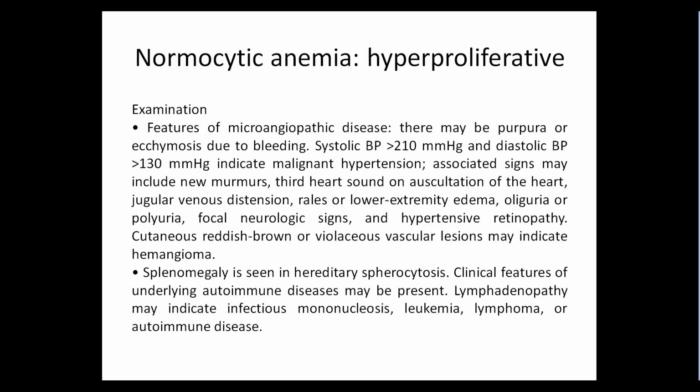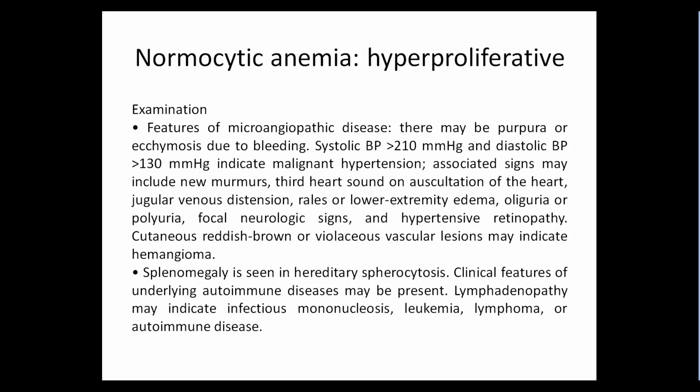Examination. Features of microangiopathic disease: there may be purpura or ecchymosis due to bleeding. Systolic blood pressure more than 210 and diastolic more than 130 indicate malignant hypertension. Associated signs may include new murmurs, third heart sound on auscultation of the heart, jugular venous distension, rales, lower extremity edema, oliguria or polyuria, focal neurologic signs, and hypertensive retinopathy.